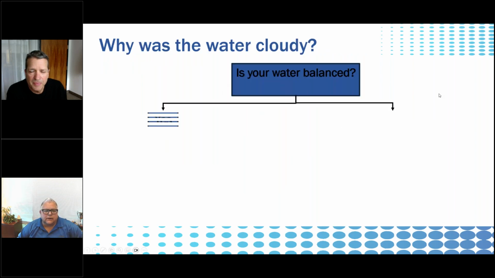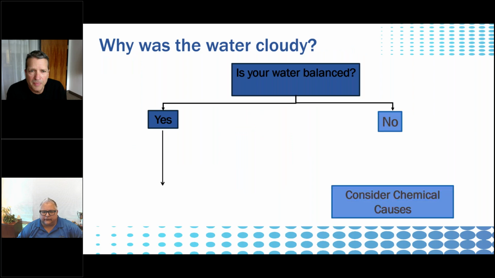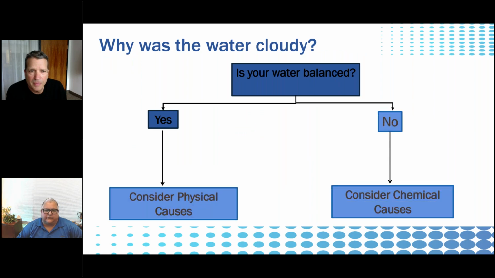And cloudy water, the problem with cloudy water is simple. You have to figure out why it's cloudy. And the first question you always have to ask is, is the water balanced? Yes or no? And if you say no, the water's not balanced, then your first look needs to be what's out of balance and how can I fix it? In a saltwater pool, most likely it's going to be pH that's out of balance. If you say, is your water balanced? Yes, the water's balanced. Why is my pool cloudy?